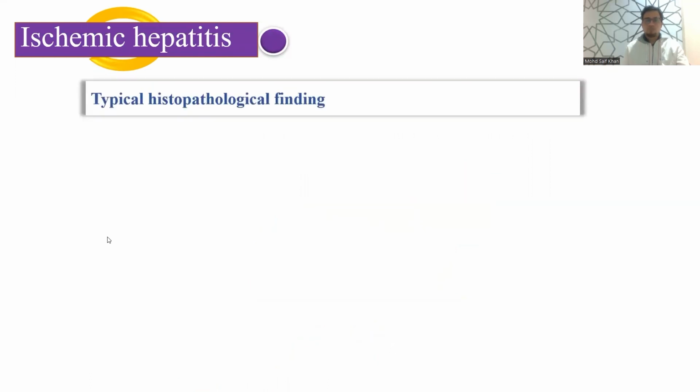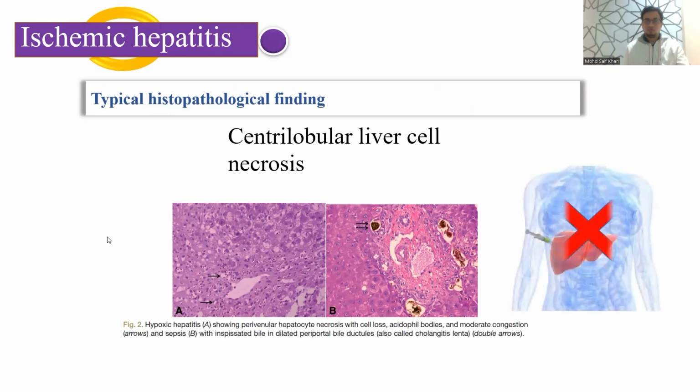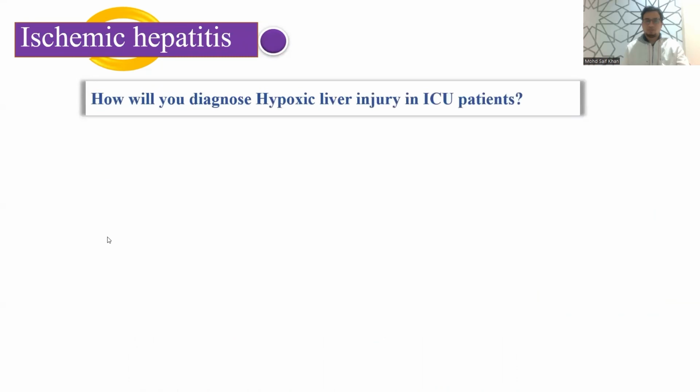Now, what is the typical histopathological finding in hypoxic liver injury, that you must have read in your pathology book? The typical histopathological finding in patients with HLI is centrilobular liver cell necrosis. Okay. However, we do not need a liver biopsy to confirm hypoxic hepatitis. That is a purely clinical diagnosis. Biopsy is never considered in an ICU patient due to the risk of bleeding. Okay, so this is a clinical diagnosis only.